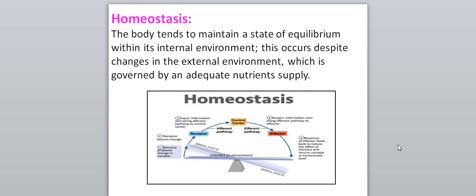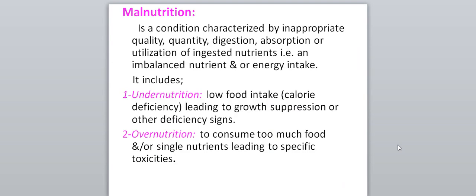So what do we mean by homeostasis? It is a state of equilibrium maintained by the body within its internal environment. And this occurs despite any change in the external environment. So our body will maintain equilibrium internally despite changes in the external environment, which is governed by adequate nutrient supply. So a good nutrient supply will maintain the equilibrium state.